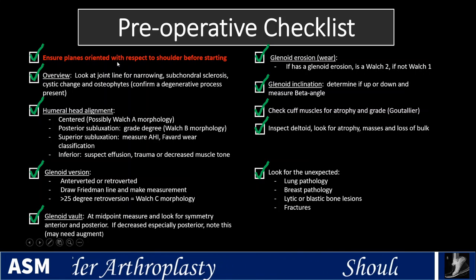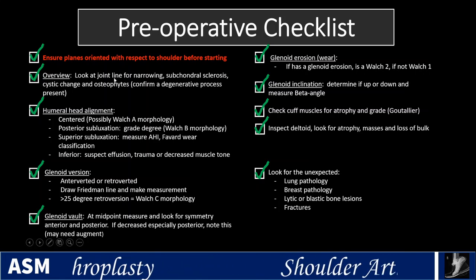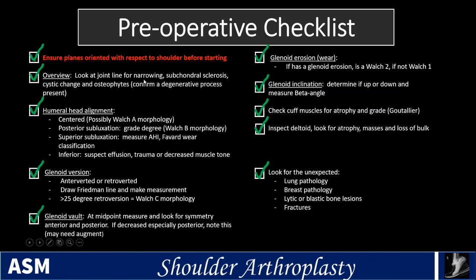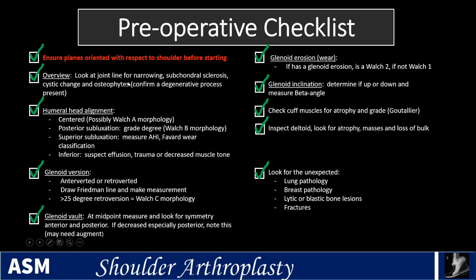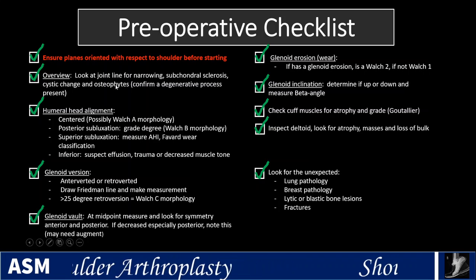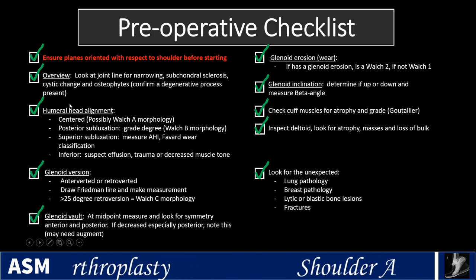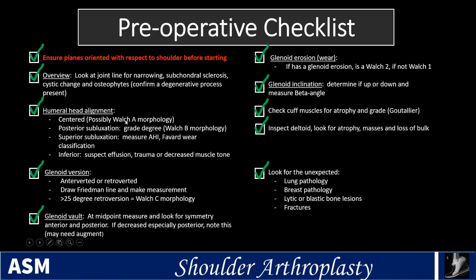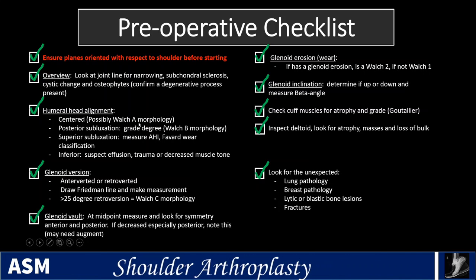Start by looking at an overview. You want to look for evidence of arthritic change. Is it osteoarthritic? Is it inflammatory? Is it infectious? AVN. Look for narrowing, subchondral sclerosis, cystic change, and osteophytes. Next, check humeral head alignment. Is it centered? It is potentially Walch A morphology if it is centered.